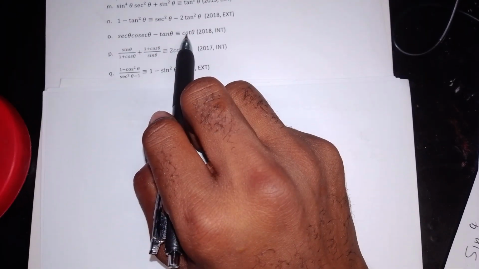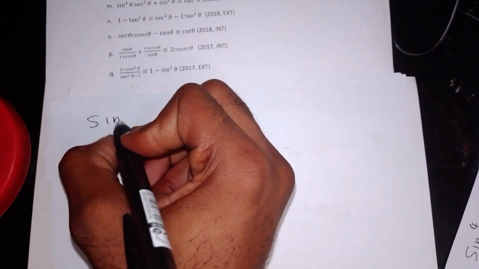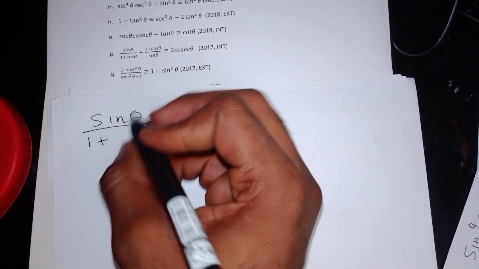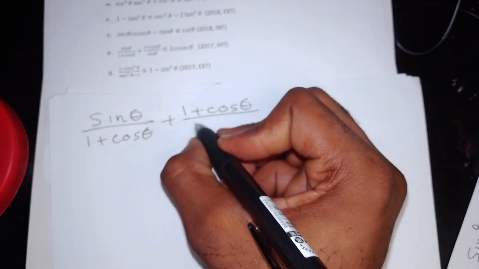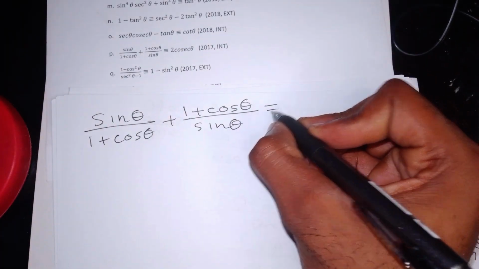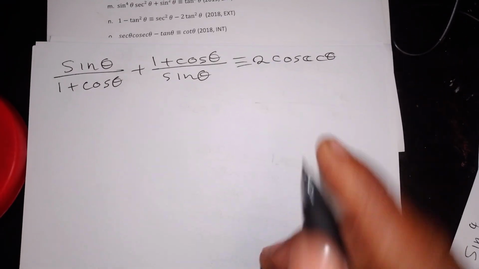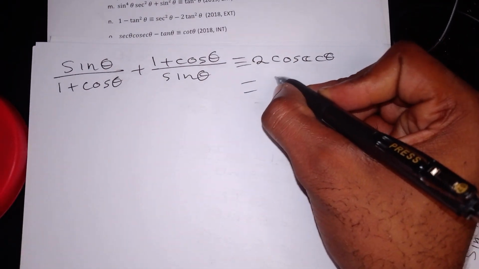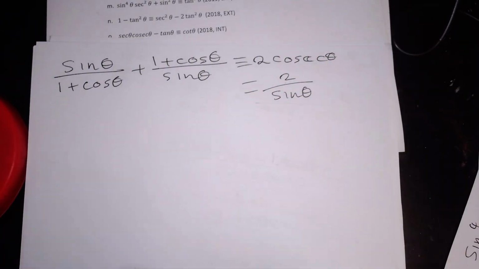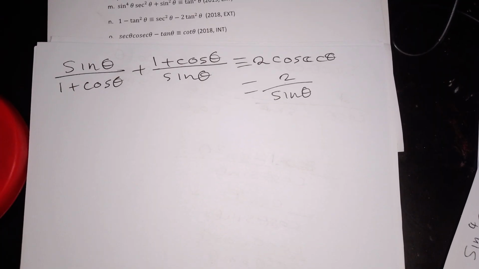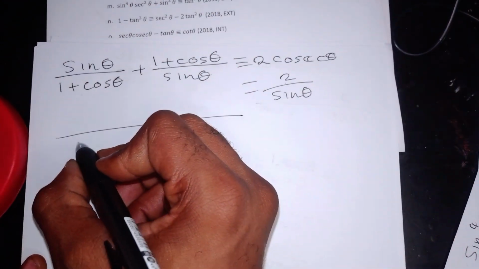Then next, we've just proved this. We have 2017. So 2017, we have sine theta over 1 plus cos theta plus 1 plus cos theta over sine theta is equivalent to cosec theta. So cosec theta is like 1 over sine theta, but because of these two, this will be 2 over sine theta. Since we only have one term here, we have to combine these two to form one.